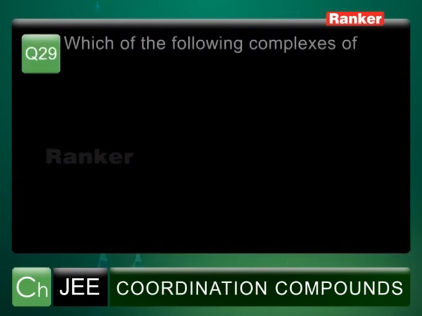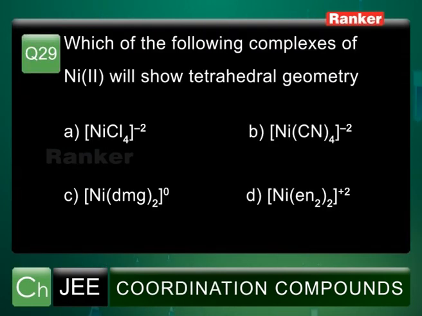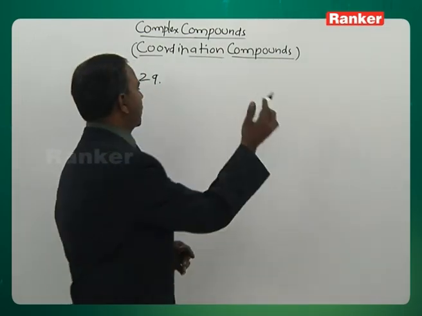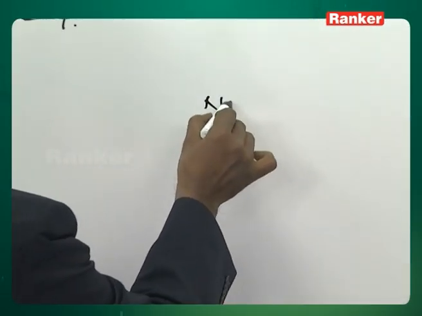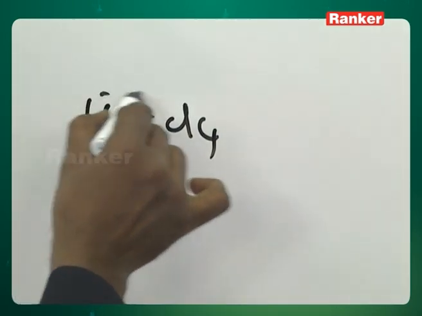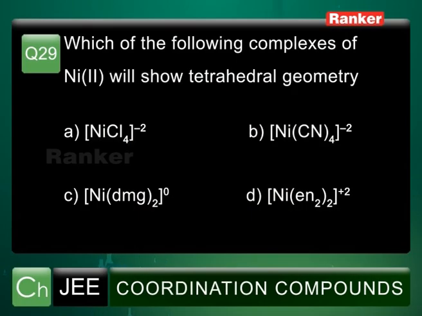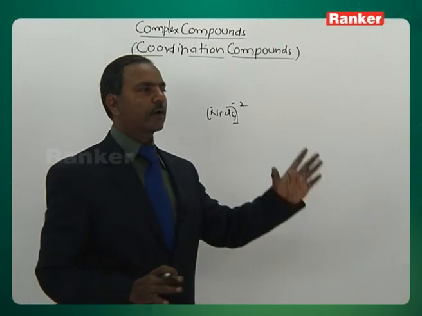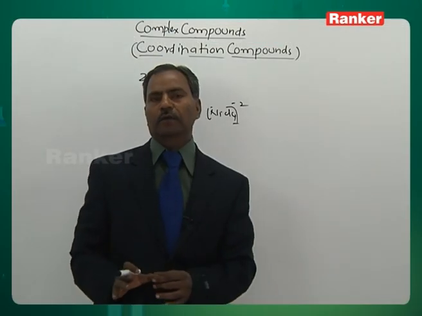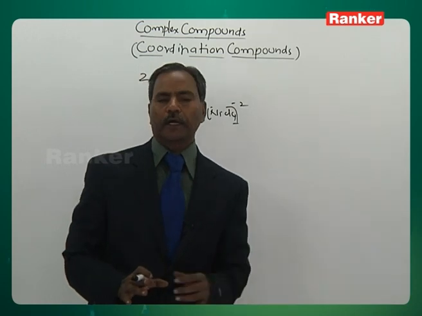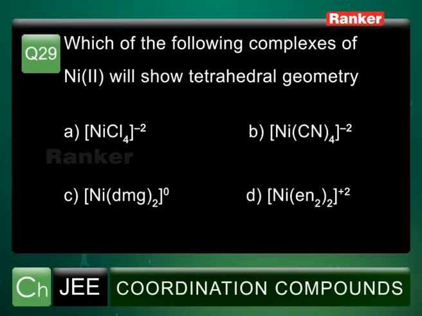See question number 29. Which of the following complexes of nickel 2 will show tetrahedral geometry? Among the given options, we have to see in which the geometry is tetrahedral. Option A is given simply nickel tetrachloride minus. See this particular complex, Cl is weak field and coordinate number 4, no pairing of electrons, definitely it is tetrahedral geometry. Coming to option B, nickel tetracyanide is given.